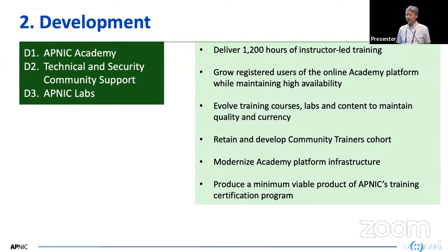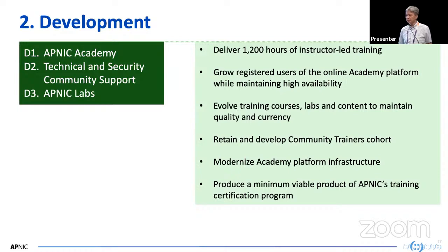In the coming year, 2024, we have certain targets. This is a list. As I mentioned, we'll continue to do direct delivery. So for instructor-led training, we have a target of 1,200 hours. Of course, it doesn't mean we'll stop when we have reached 1,200 hours. If we still have resources and budget, then of course we'll continue to do that.